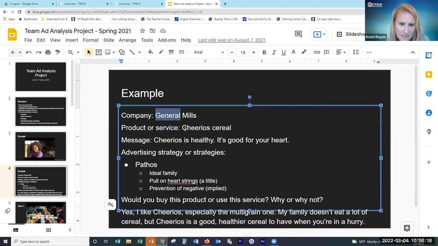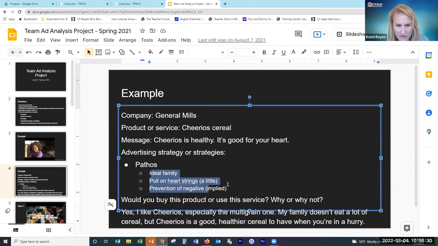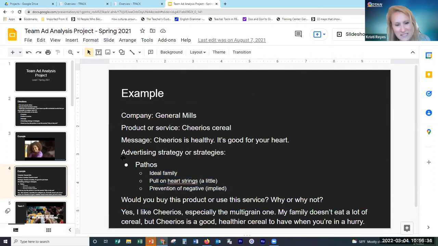So the company, what is the product or service? What is the message? What is the advertising strategy or strategies, the rhetorical strategy? Pathos, and then this is from the reading, okay? The reading talks about ideal family, pull on heartstrings, prevention of negative. And then they had to discuss together, would you buy this product or use this service based on this advertisement?